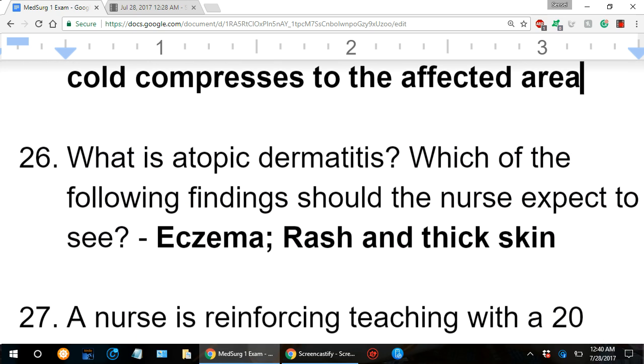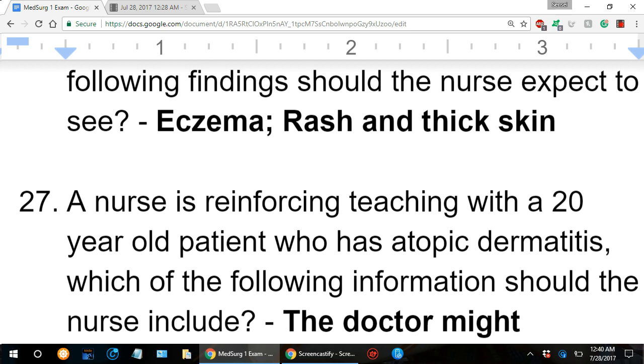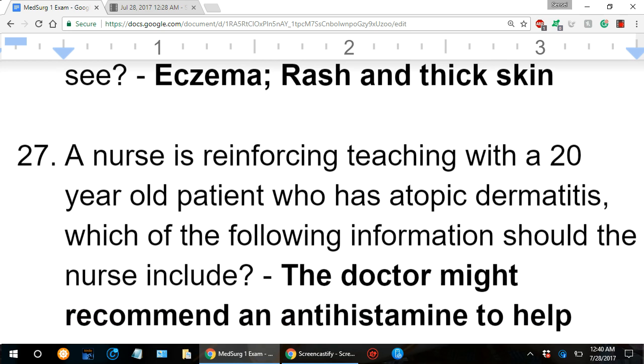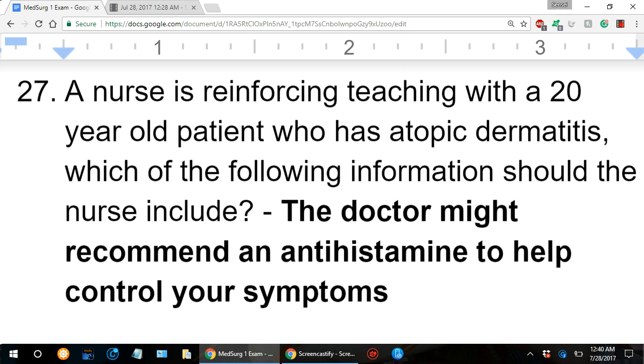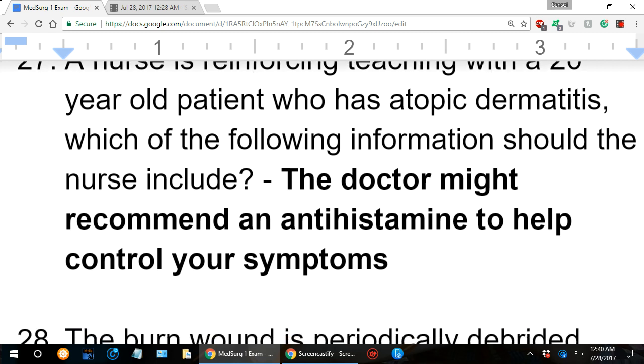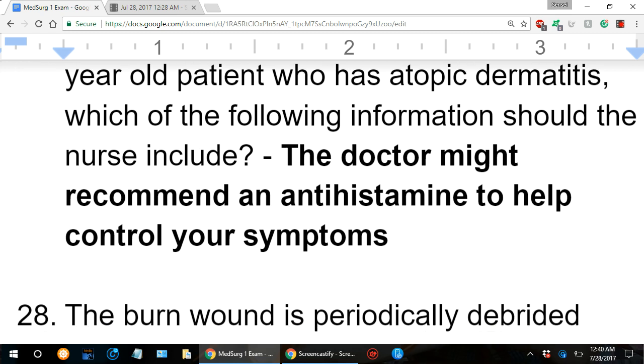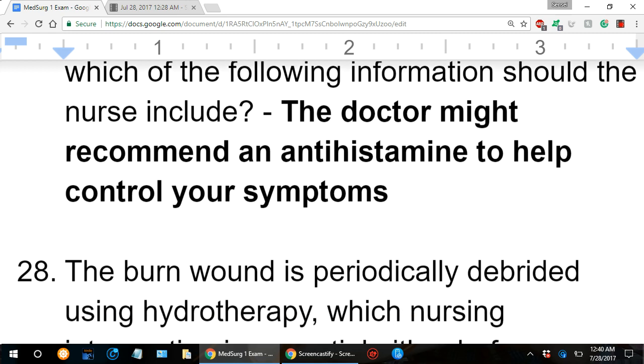What is atopic dermatitis? Which of the following findings should the nurse expect to see? We have eczema, rash and thick skin. A nurse is reinforcing teaching with a 20-year-old patient who has atopic dermatitis. Which of the following information should the nurse include? The doctor might recommend an antihistamine to help control your symptoms.